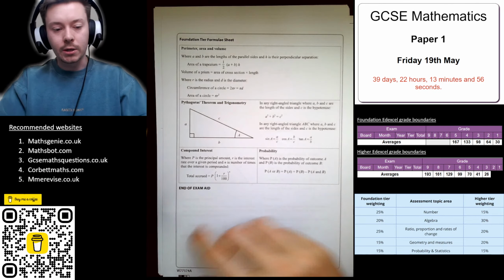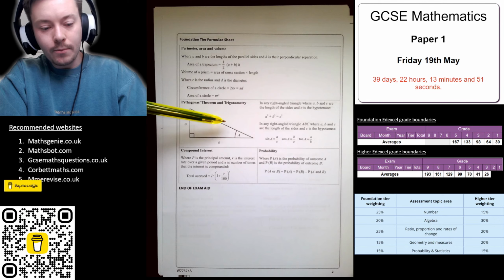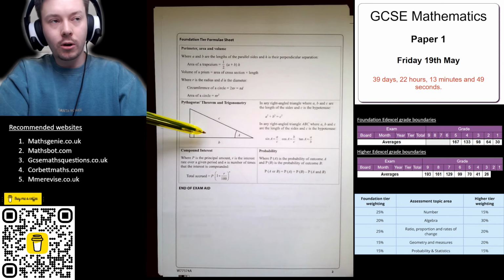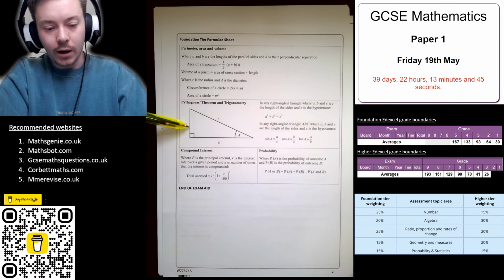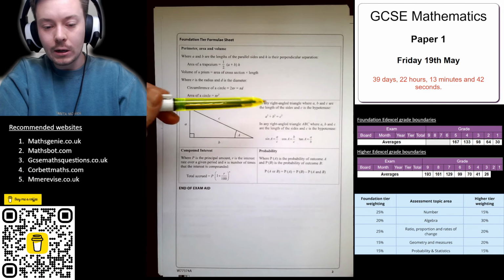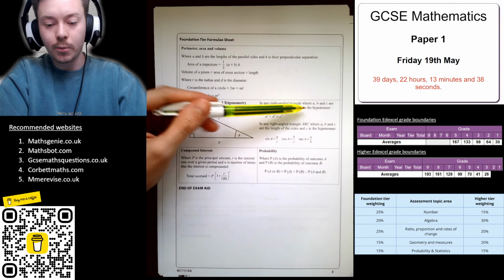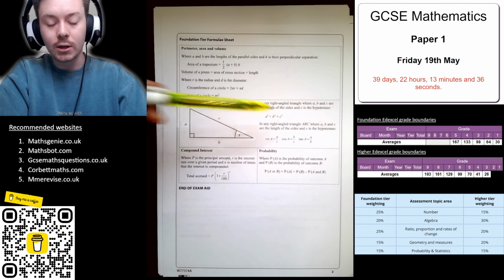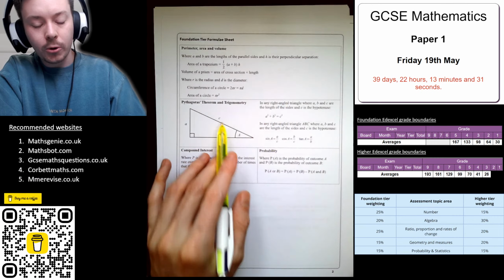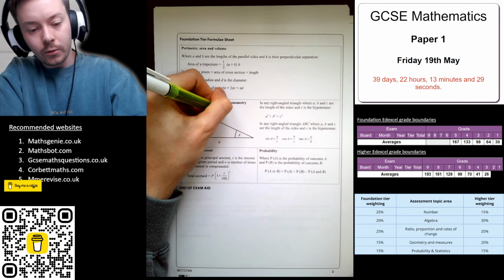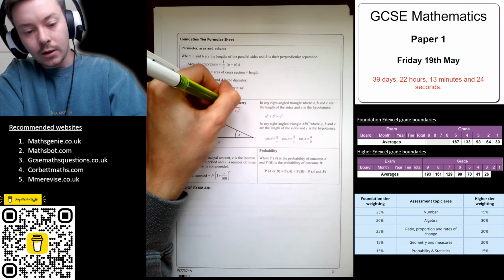The next thing we've got is Pythagoras theorem and trigonometry. Now, they've labelled this triangle, I would say, in the usual way for Pythagoras. So A, B and C, doesn't matter which way around they are. In any right angled triangle where A, B and C are the length of the sides and C is the hypotenuse, A squared plus B squared is C squared. Now, what you have to remember with that is to work out this hypotenuse, you need to square root it. So C is actually going to be A squared plus B squared, and then you square root it.